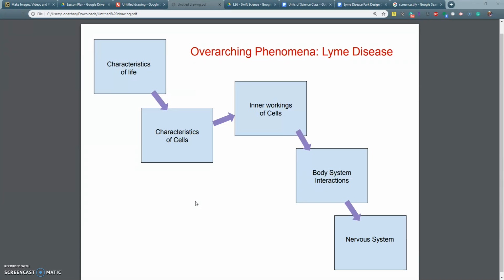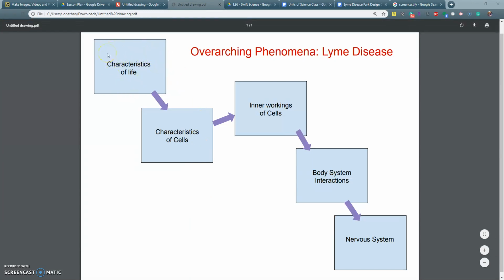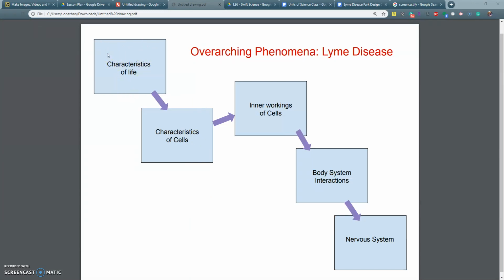So this is a life unit where we're going to be starting with the basics of characteristics of life, where students looked at everything that made life similar throughout our planet. That moved on to characteristics of cells being one of the characteristics of life. Then into the inner workings of the cells, learning how the different organelles work and how the cell continues to live.